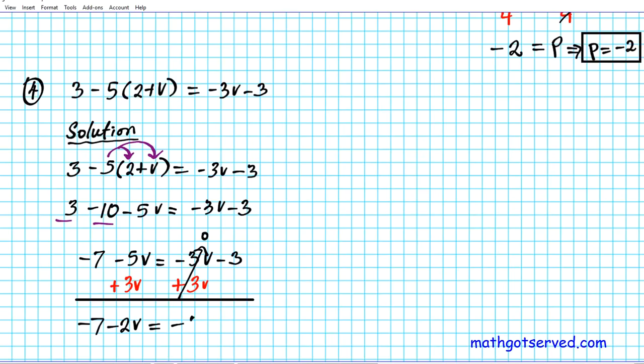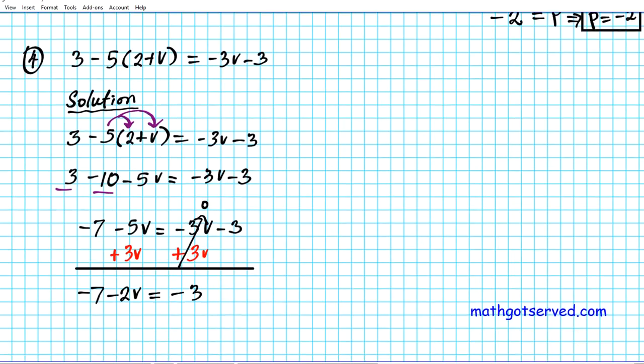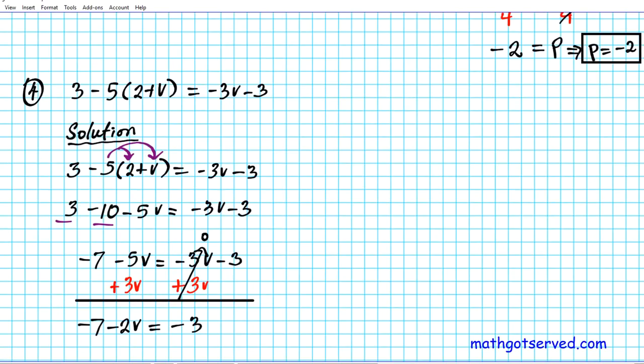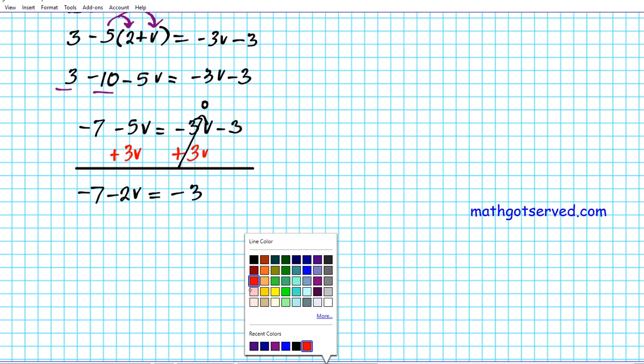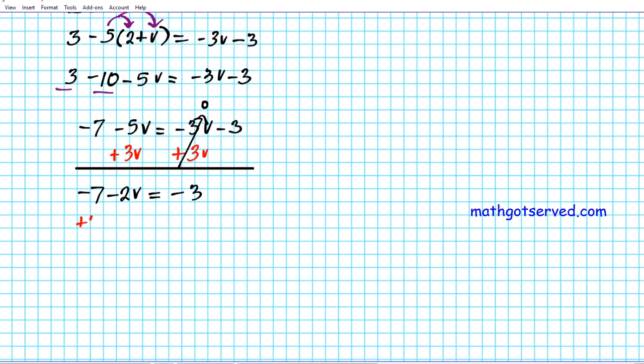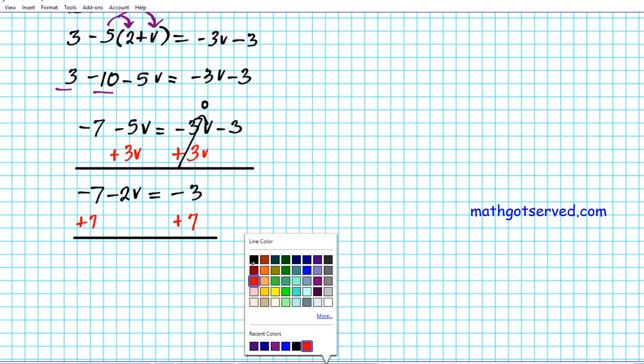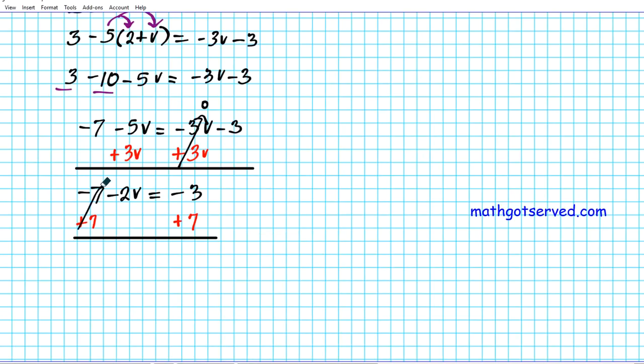And then just bring down negative 3. Okay, now we need to move the constant negative 7 to the right side of the equation since we decided to have the variables on the left. So we add 7 to both sides of the equation. And then minus 7 plus 7, that's 0. So you have negative 2v is equal to negative 3 plus 7, which is positive 4.